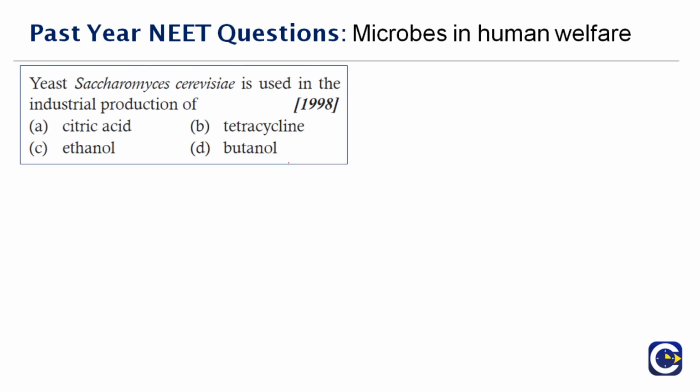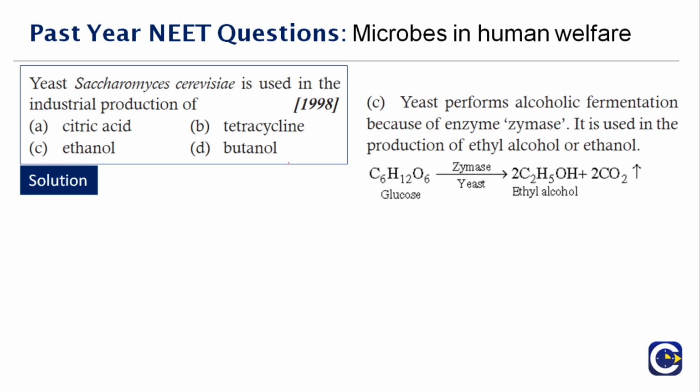Next question here. Yeast Saccharomyces cerevisiae is used in the industrial production of dash. It is ethanol. Yes. So here you have an equation here. Maybe you need to learn that. So glucose, the molecular formula is C6H12O6. In the presence of zymase and yeast, it produces ethyl alcohol and liberates carbon dioxide.